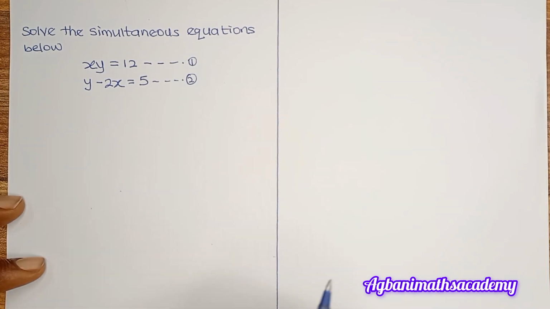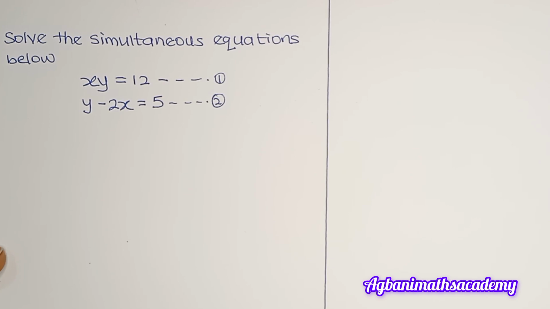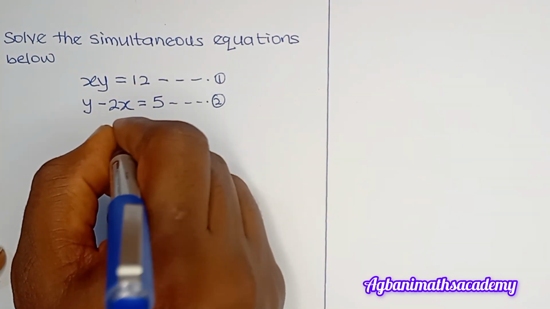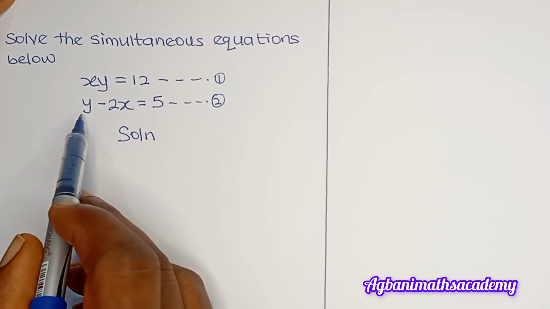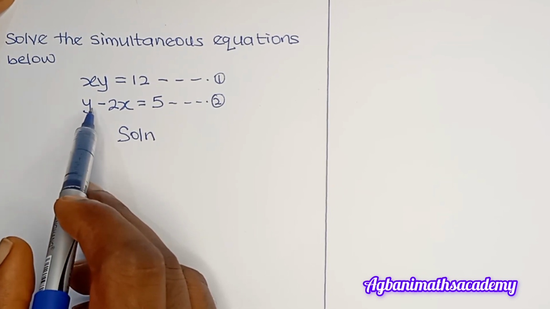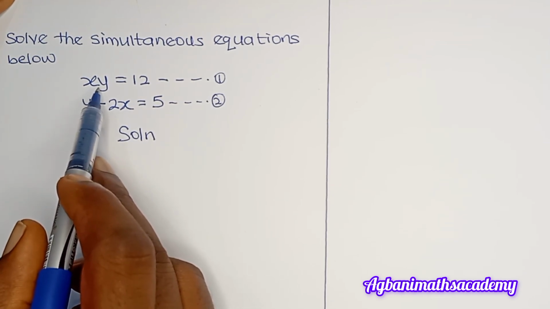In the substitution method, we're expected to make one of the two variables the subject of the formula in one of the two equations and substitute that value into the other equation. So let's solve together. It will be easy for us to make y the subject of the formula in equation 2 and then substitute that value into equation 1.